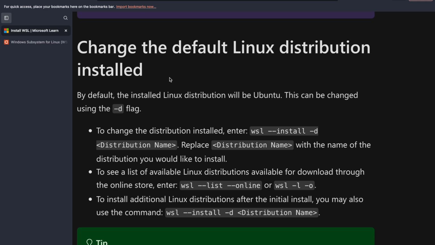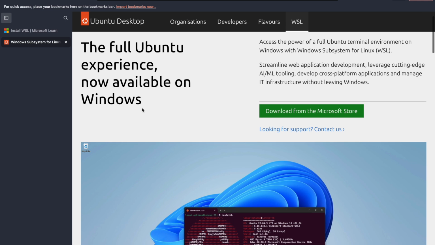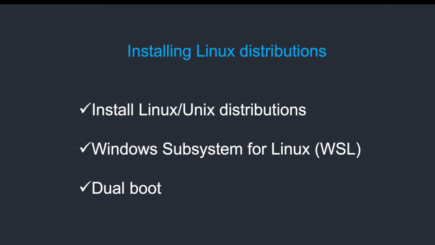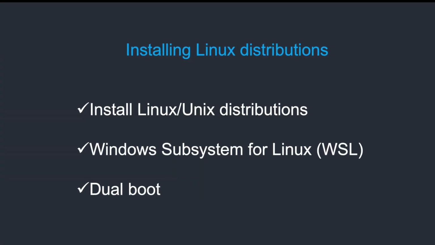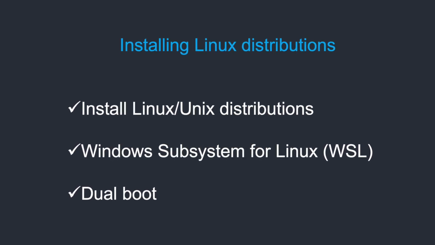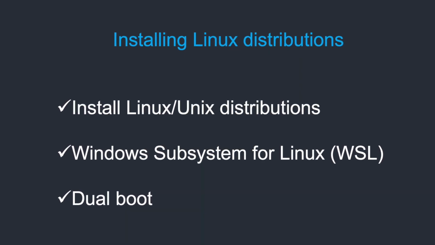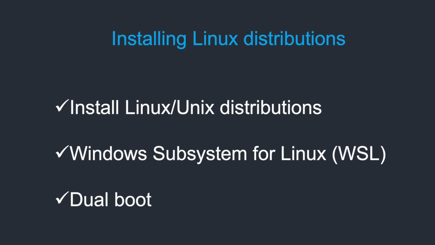Also, there are other options. By default, it will install Ubuntu, but you can change it to a different Linux distribution. Here is another website that also tells how you can install WSL on a Windows computer. You can download the Ubuntu app from the Microsoft Store. In addition, there are many tutorials available on YouTube on how to install WSL or how to perform dual boot on your computer. I would recommend watching those videos to install a Linux operating system on your computer.